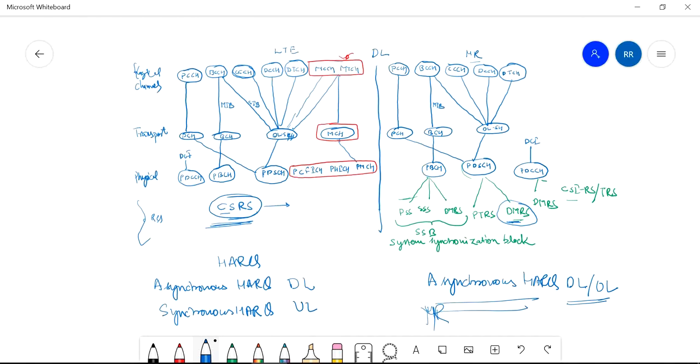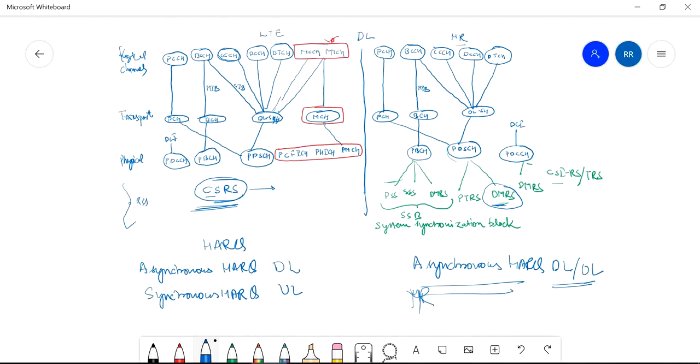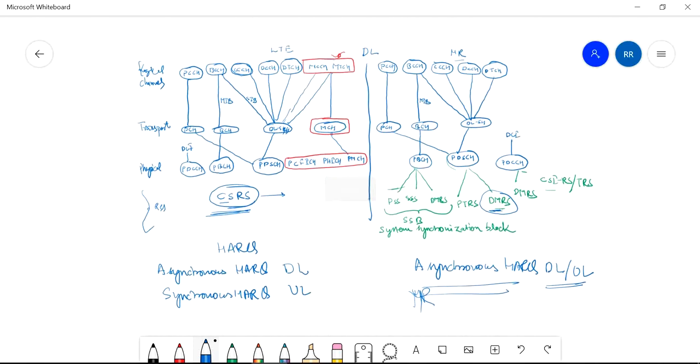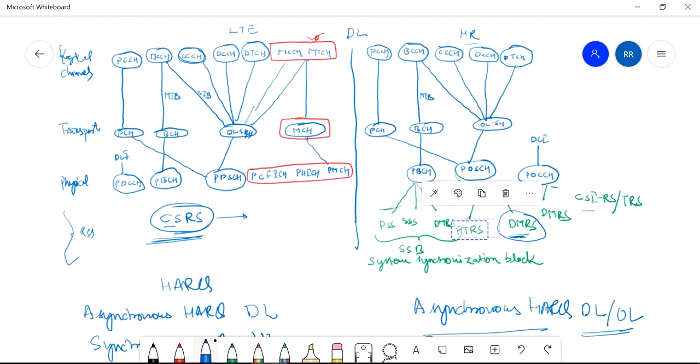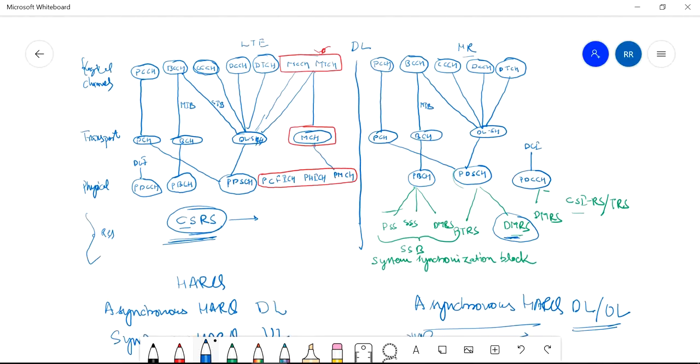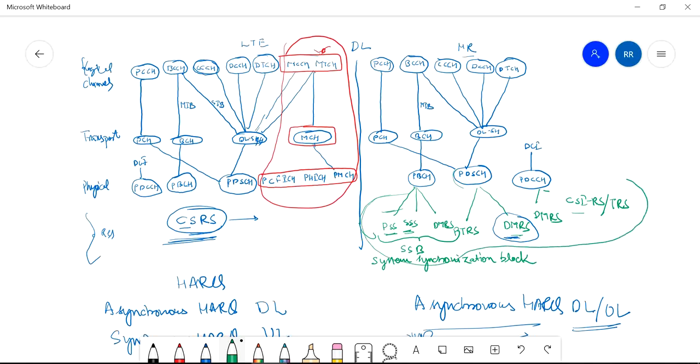Hopefully you were able to understand the differences between the channels in LTE and NR. If somebody asks you, you should know what the differences are. These red ones are not present in NR, and the green ones, except PSS and SSS, are there, but DMRS, PTRS and TRS are not there in LTE.